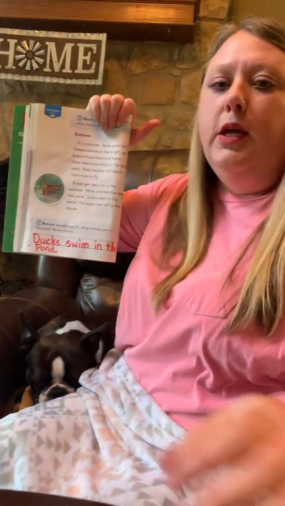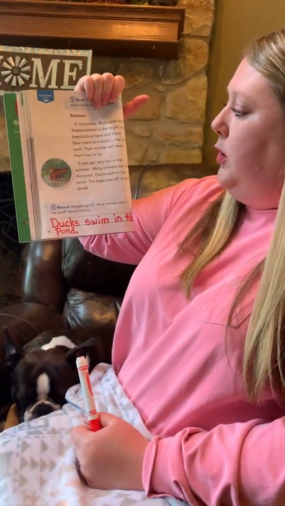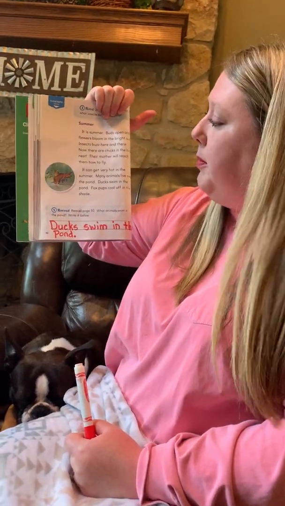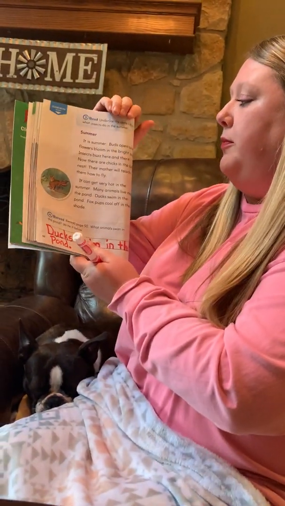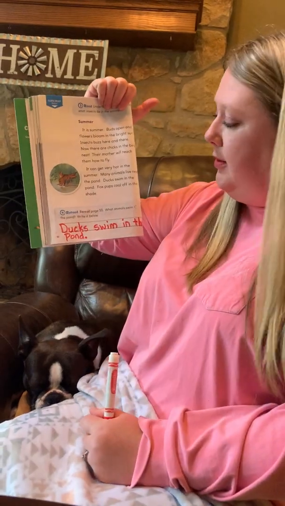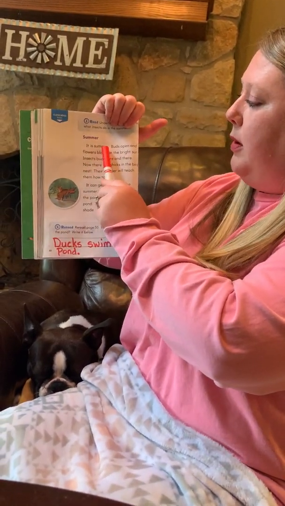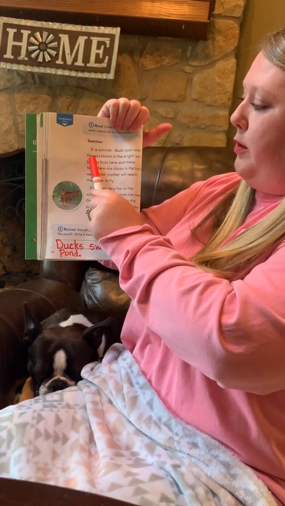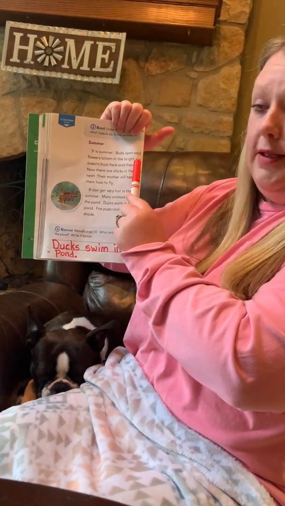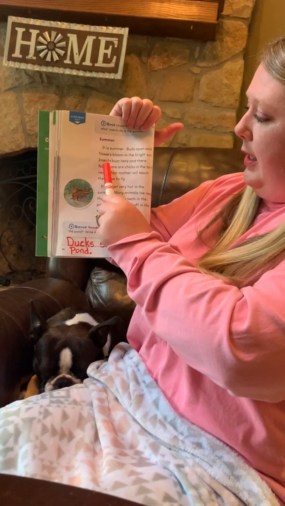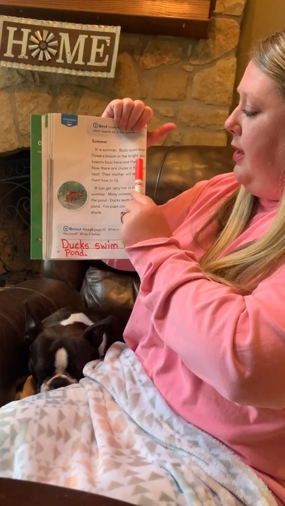So I'm going to get my pen ready, and as I read, when I find out what insects do, I'm going to underline it. Okay, you're going to point as I read it. It says, it is summer. Buds open and flowers bloom in the bright sun. Insects buzz here and there.